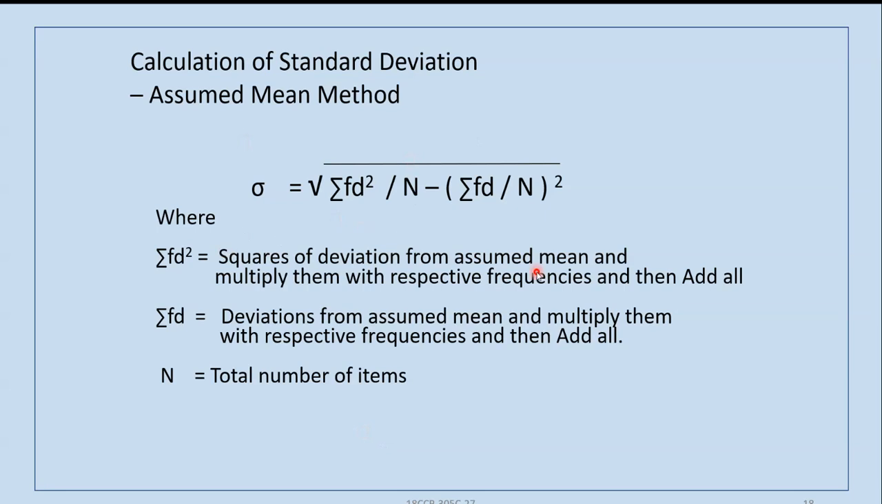Again, this is the formula where sigma fd square is the squares of deviations taken from the assumed mean, multiplied with respective frequencies, and then we add the column to get sigma fd square. And sigma fd is the deviations from the assumed mean multiplied with respective frequencies, adding all the values to get sigma fd. And n is the total number of items, that is total frequencies, sigma f or n, the total of the second column.